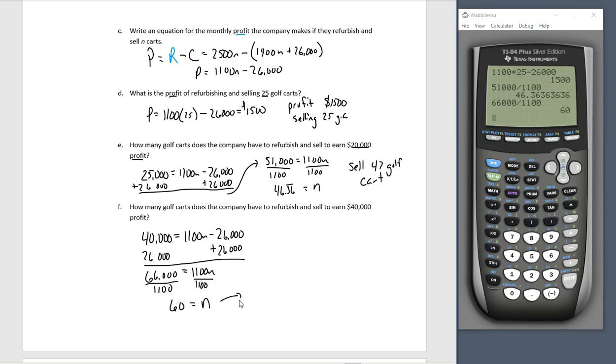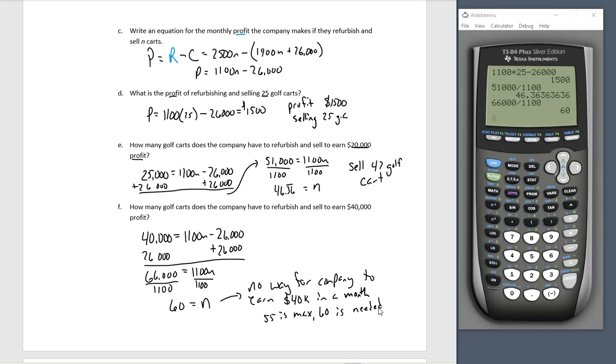But keep in mind, the company could not do more than 55 in a month. So there is no way for the company to earn 40,000 in a month. 55 is max, and 60 is needed.